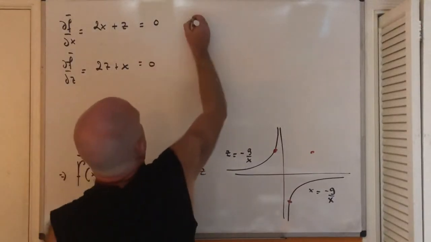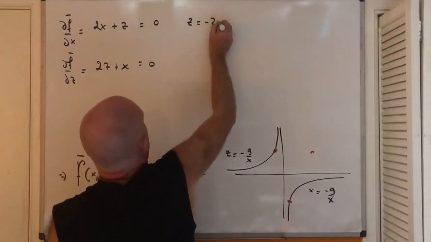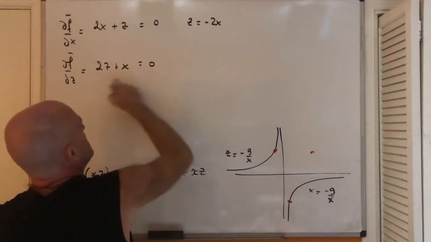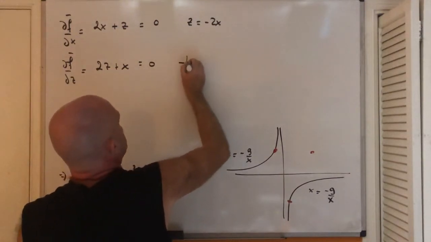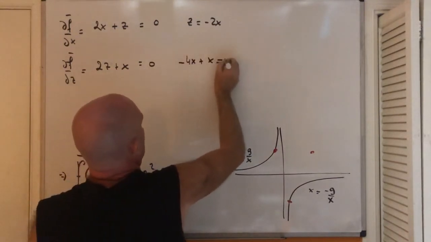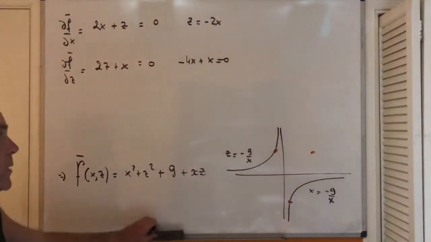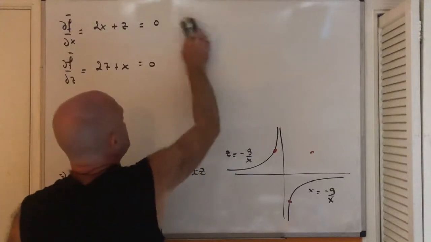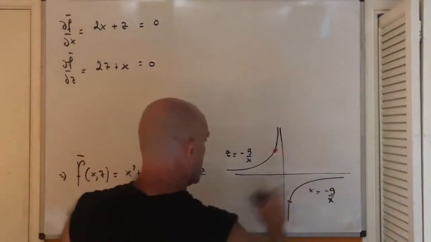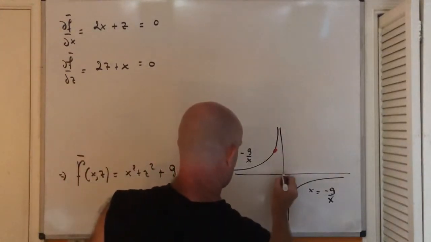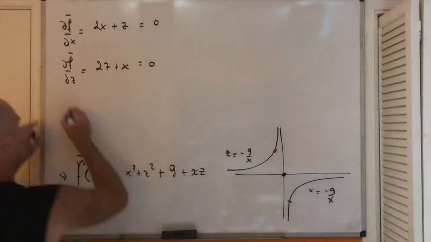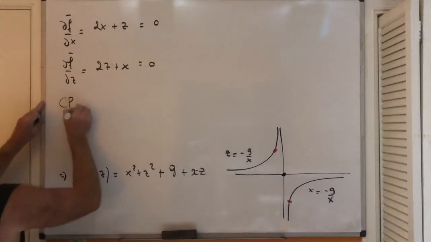You can verify this: if z is equal to minus 2x from this expression, replace z in this, and you see minus 4x plus x equals 0. That means x has to be equal to 0, and if x is equal to 0, z has to be equal to 0. So we have only one critical point located at the origin, so the critical point is (0, 0).